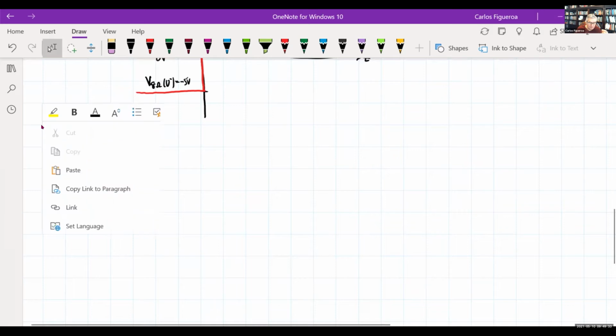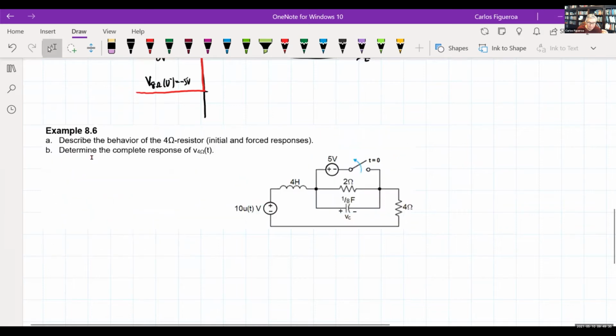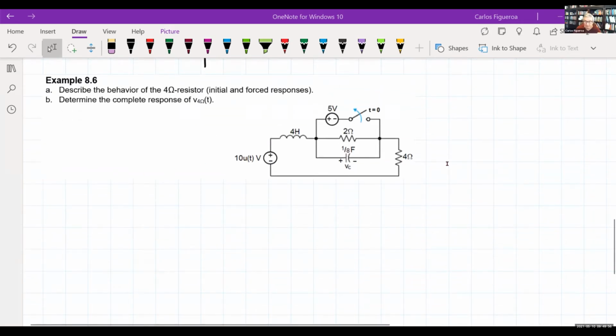Okay, so let's go to the next one here, 8.6. So let's do this nice and smooth. Okay, here we go. From start to finish, let's do it. I'm going to start off by deriving the equation. Here I go, step 1.